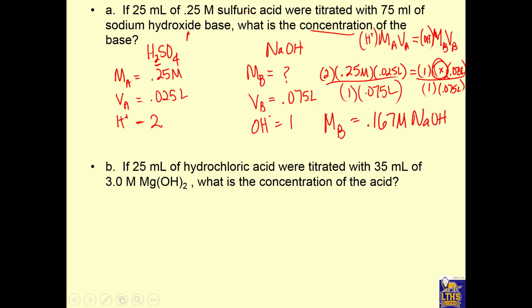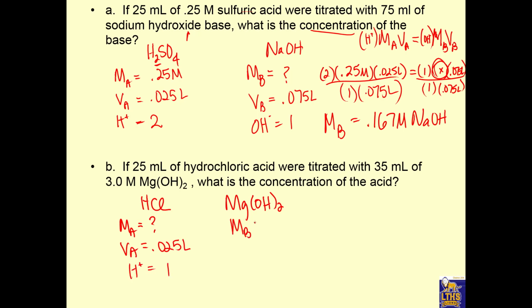Okay. All right, what's going on here? Well, we have HCl as our acid. We have MgOH2 as our base. The molarity of the acid is, I don't know, the volume of the acid is 0.025 liters. The H pluses in our acid is 1. The molarity of the base is 3 molar. The volume of the base is 0.035 liters. And the number of OH minuses in the base is 2.